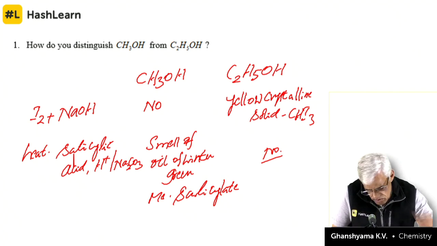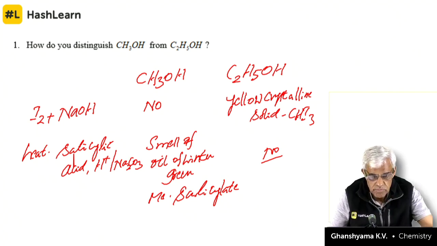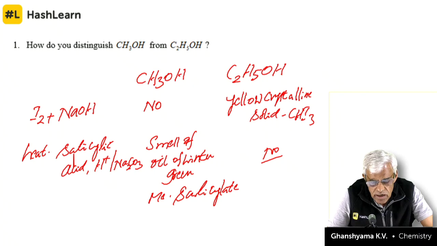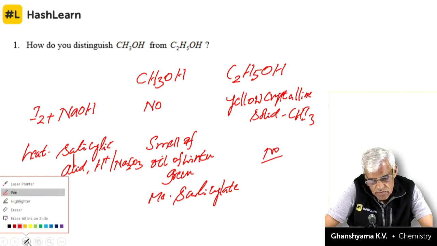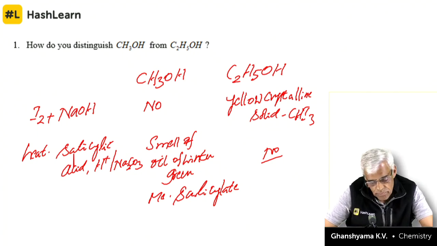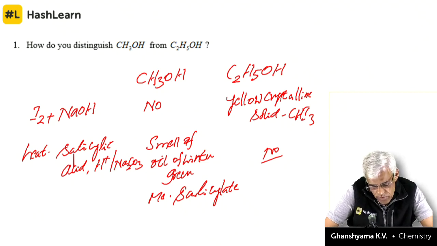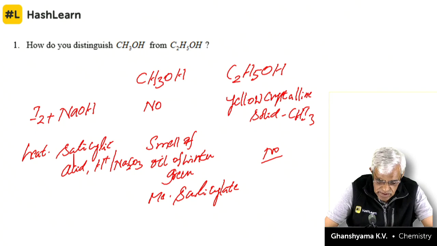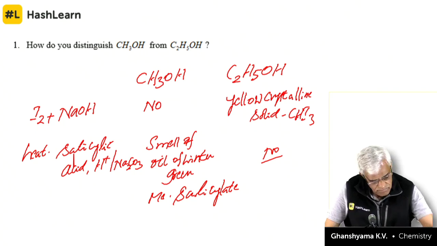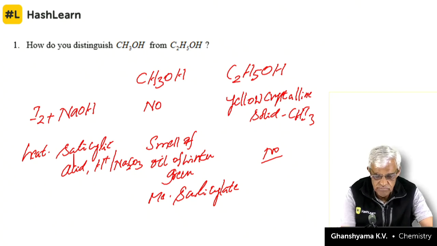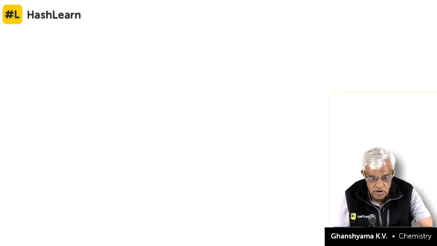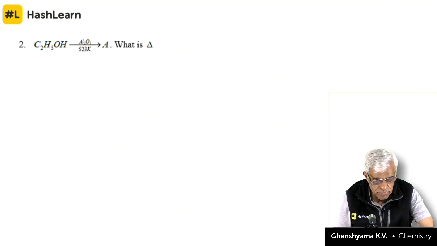See, what do you mean by this oil of winter green, methyl salicylate? If you smell Iodex or Amritanjan, today when you go home, please see the bottle of either Amritanjan or Vicks, you will see the name methyl salicylate. That is how you can distinguish methanol from ethanol.